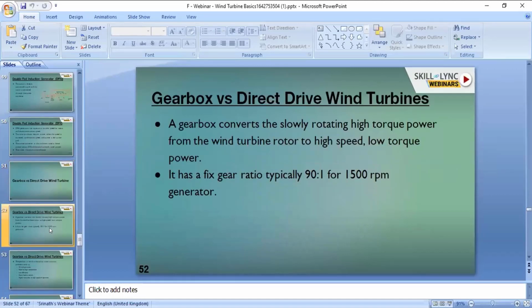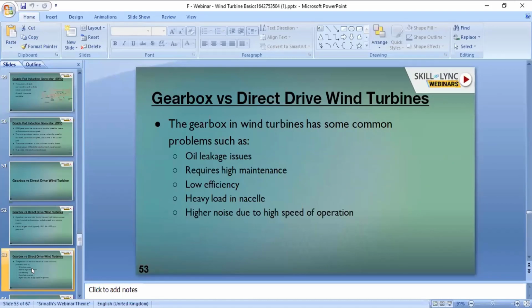The gearbox converts the slowly rotating, high torque power from the wind turbine from slow speed to high speed power. The gear ratio can typically be 90:1 or 100:1 for a 1000 RPM generator. But there are some issues in the gearbox wind turbine. Basically, every gearbox has an inherent tendency for oil leakage, and it requires high maintenance.